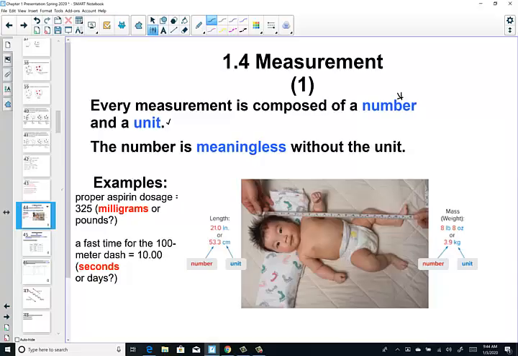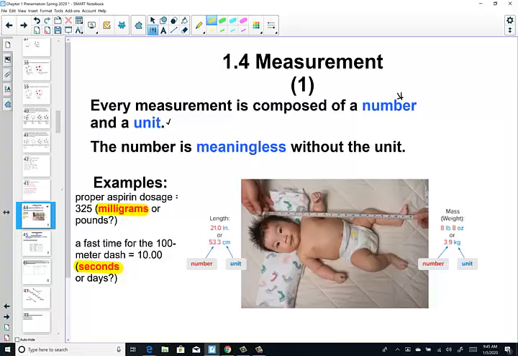Here are some examples to tie into our health professions and just everyday lives. For example, a proper dosage of aspirin. Would it make sense to say 325 milligrams or 325 pounds? So you can clearly see with this example, milligrams makes much more sense in proper dosage of an aspirin compared to the term pounds. It's much too large. How about if you're running a 100-meter dash? Would you be fast if you were running that 100-meter dash in 10 seconds or in 10 days? So clearly we can see that seconds is the best unit for a fast time.